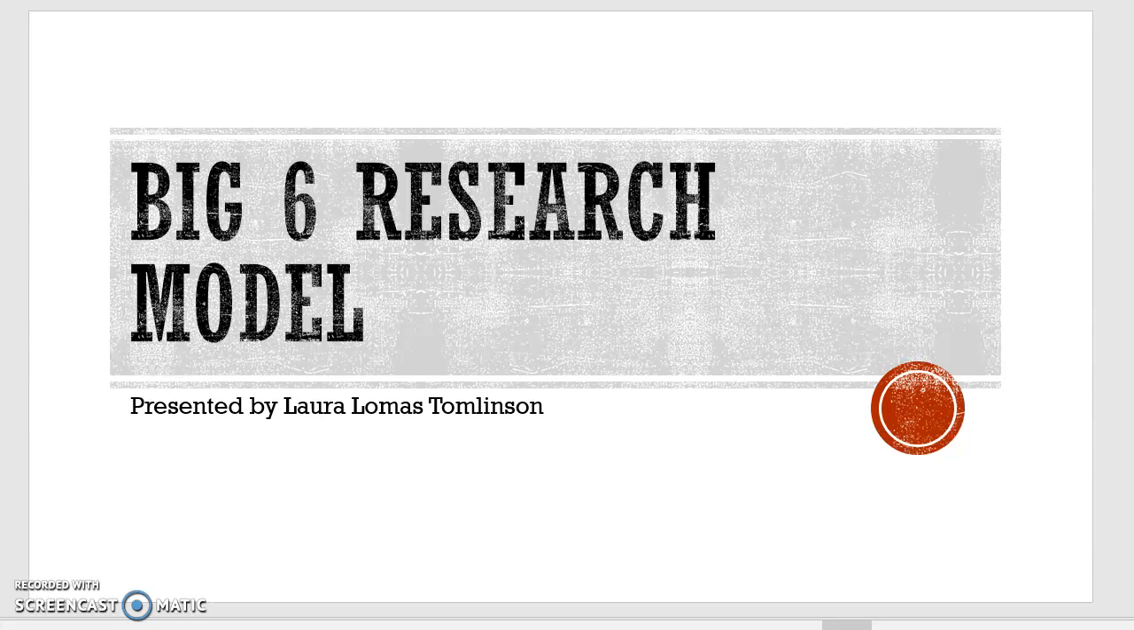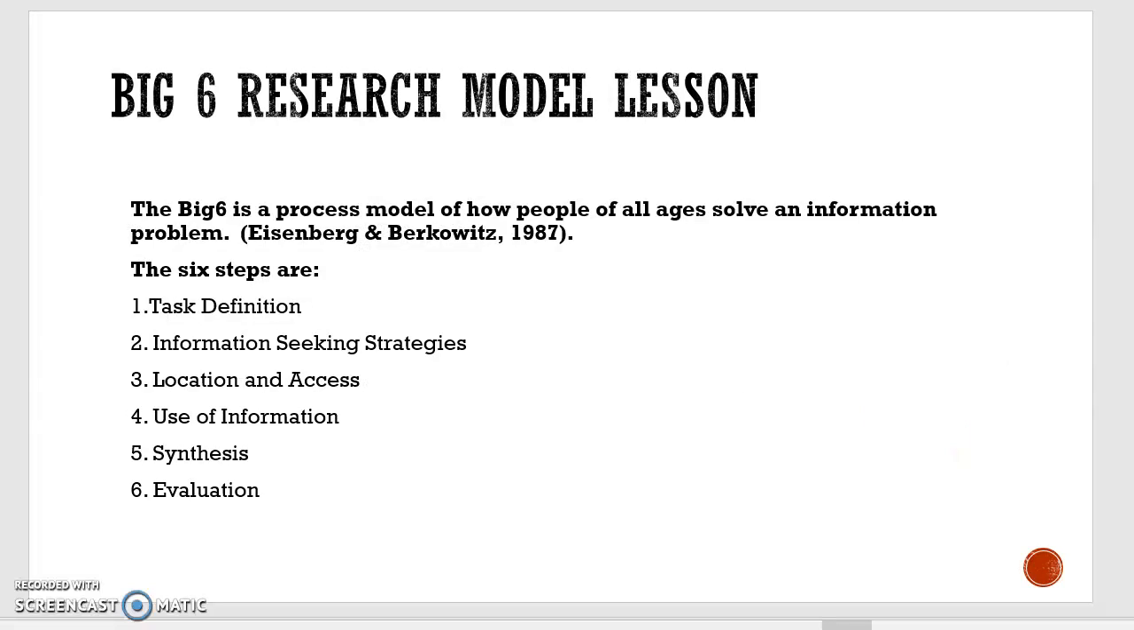Hello again. Now that you have gained some background information about the Big 6 research model, let's review some key points. This model is to help you through the research process. Each step is provided to guide you through and make the process more efficient. Let's take a look at the contents of the handout provided. It provides support for each step.